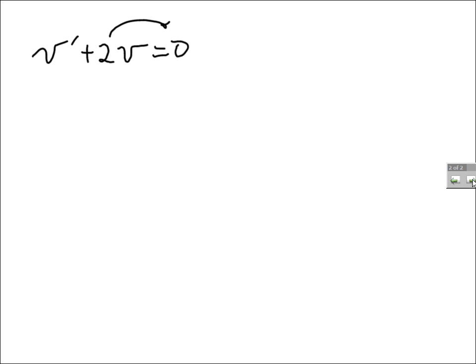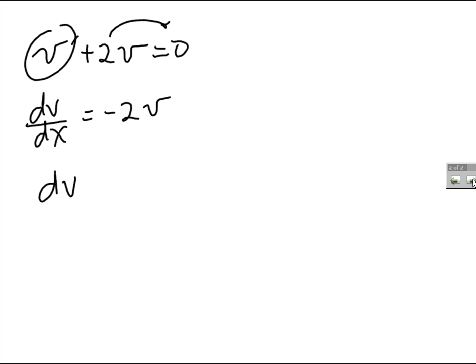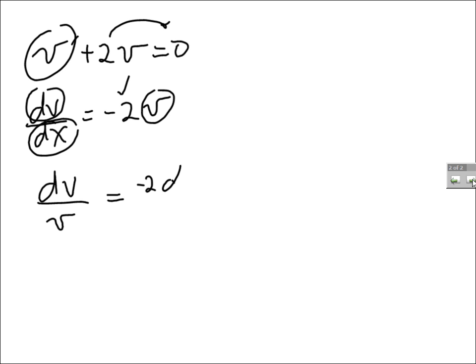I'll bring that to the other side, and I'll write that as dv dx. This is negative 2v. Now this is separable. I'll keep the dv where it is. I'll bring the v to the bottom on the other side. I'll keep the negative 2 where it is, and I'll move that piece. It's just moving pieces around. The pieces better are called factors.